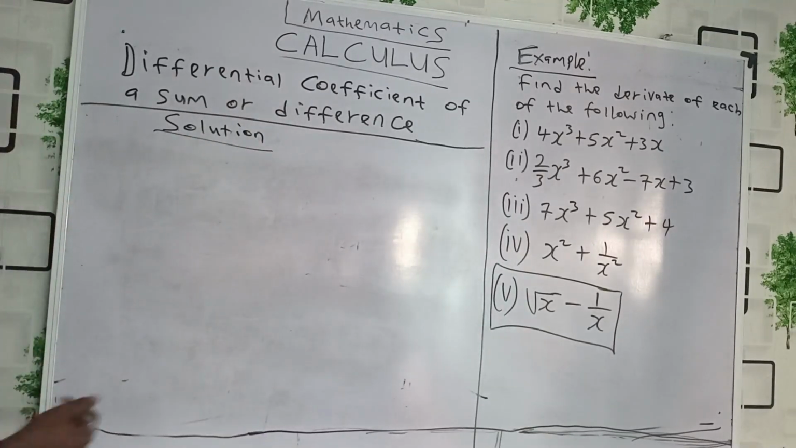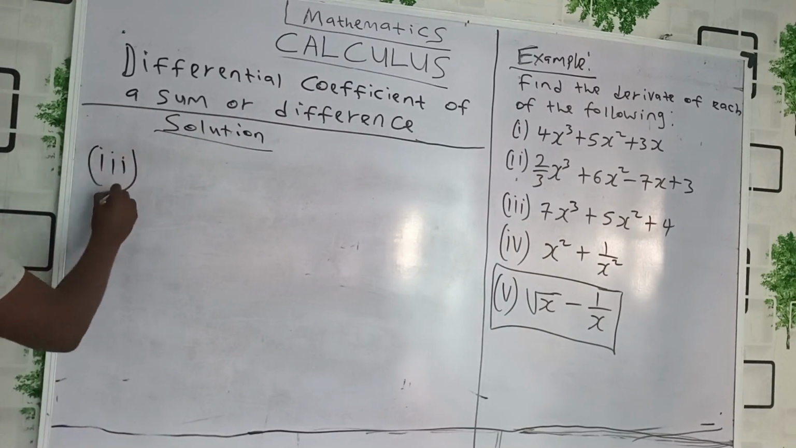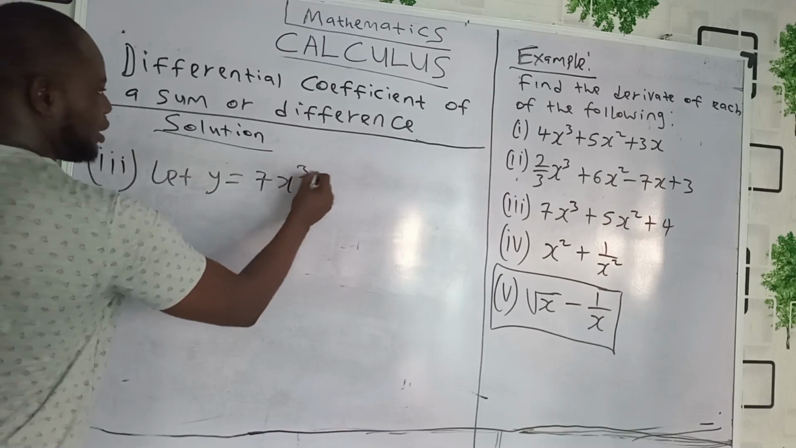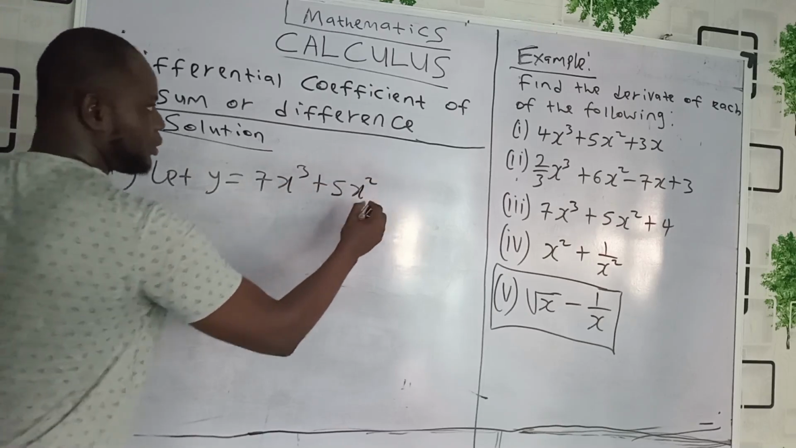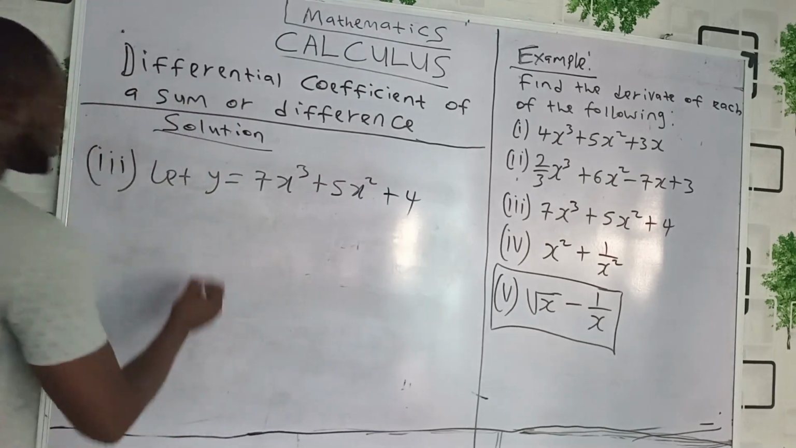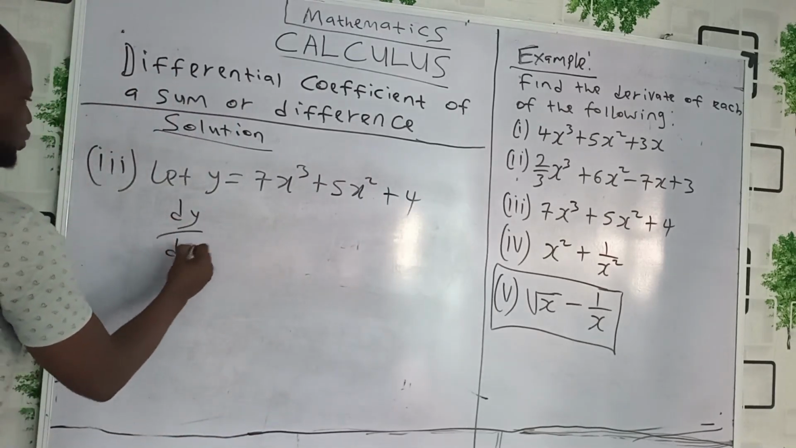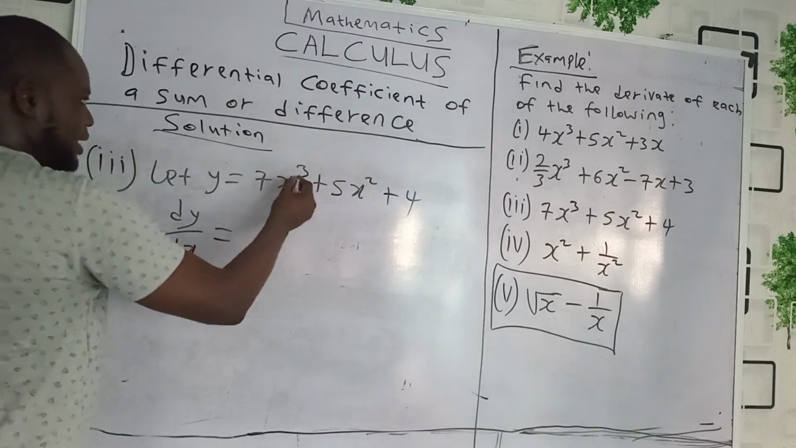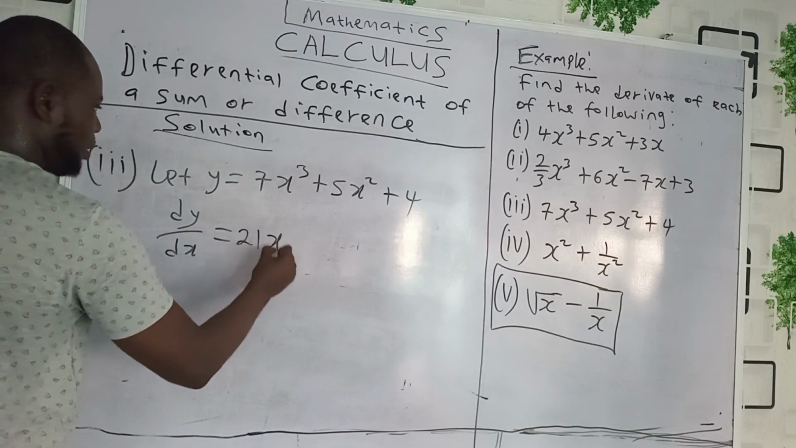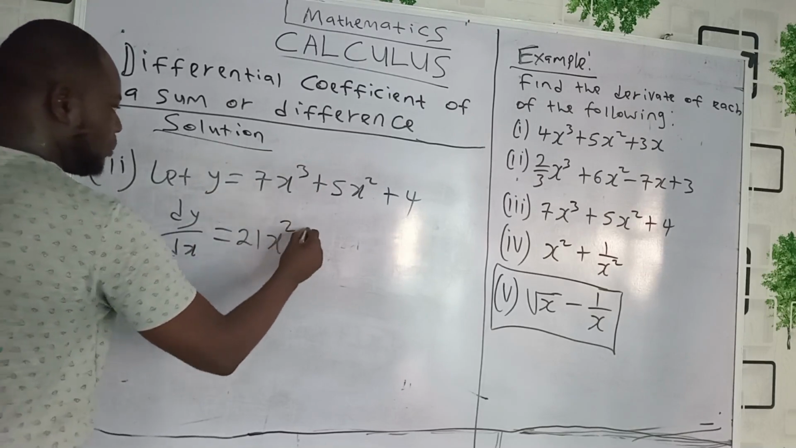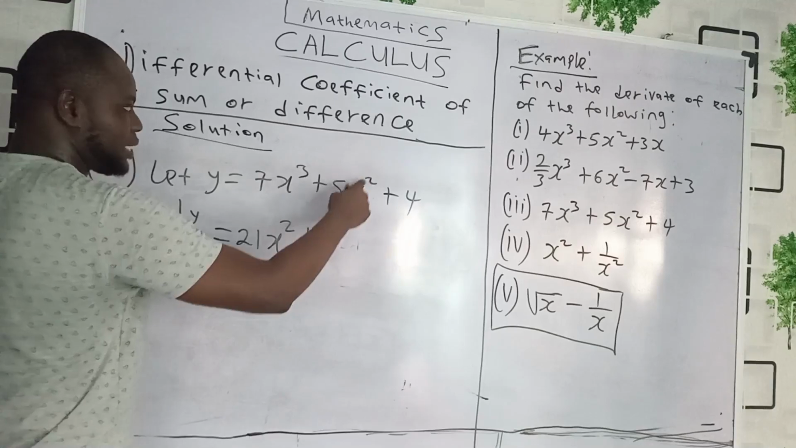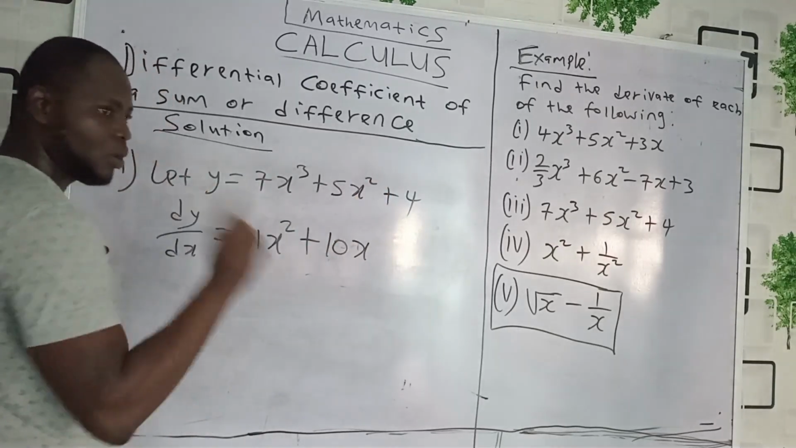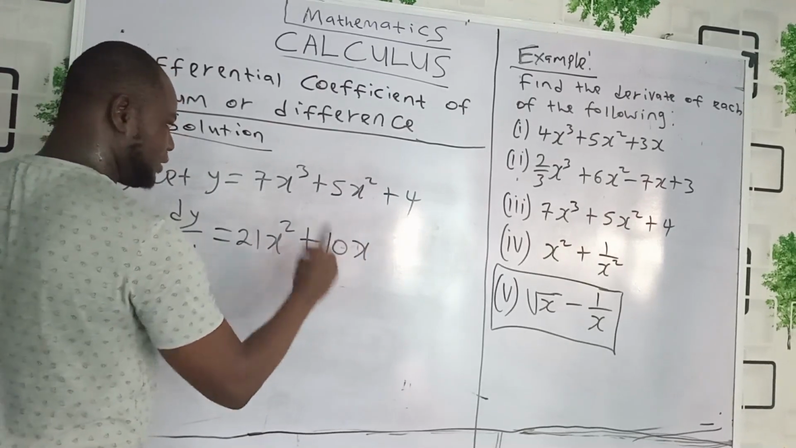Now Roman figure 3. What do we have, everybody? Let y be 7x raised to power 3 plus 5x squared plus 4. Okay? Now let's go. The dy/dx will be what? If you just do it directly, very simple. Differentiate this one with respect to x. That's 3 times 7, 21x raised to power what? Remove 1 from here. That's 2. Plus, differentiate this one with respect to x as well. 2 times 5, that's what? 10. Then x raised to power 2 minus 1. That's what? 1. But you don't need to put it there. Just leave it like 10x.